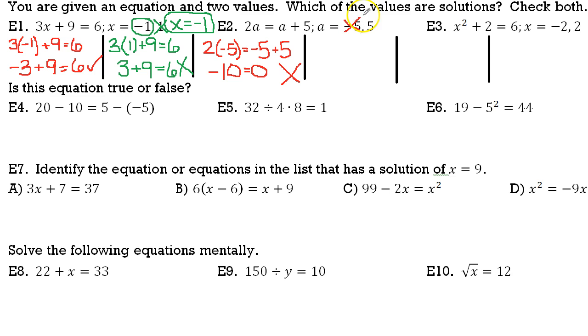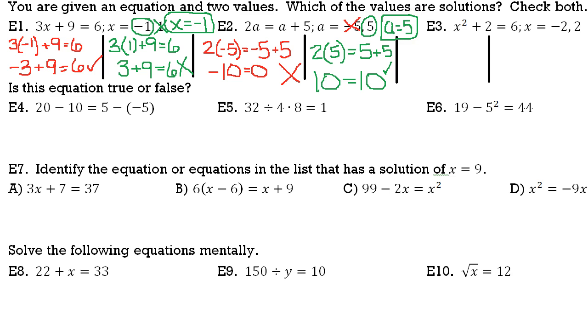All right, let's try to test out +5. Let's see what happens. We've got 2 times 5 equals, plug it in again, and you get 5 plus 5. So that would give you 10 equals 10. That one checked out. That one looks good. So if we're going to write it out, we're going to say that a equals 5.